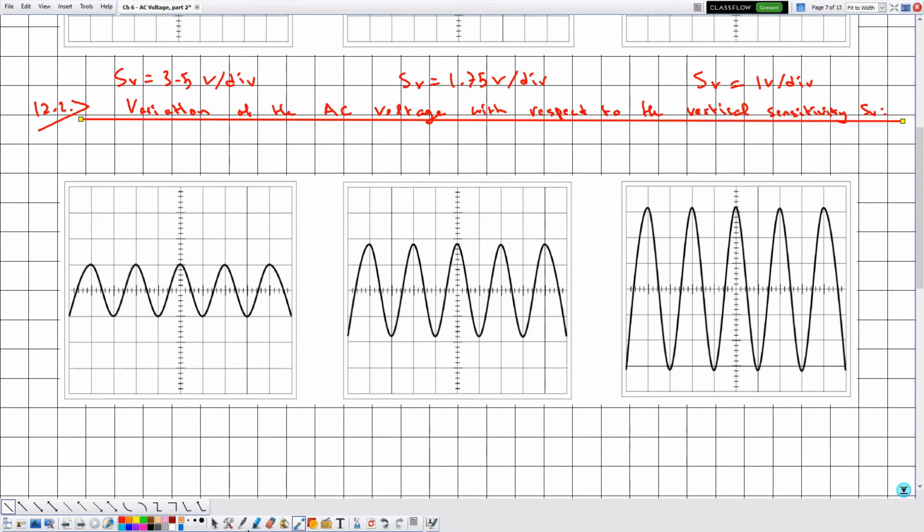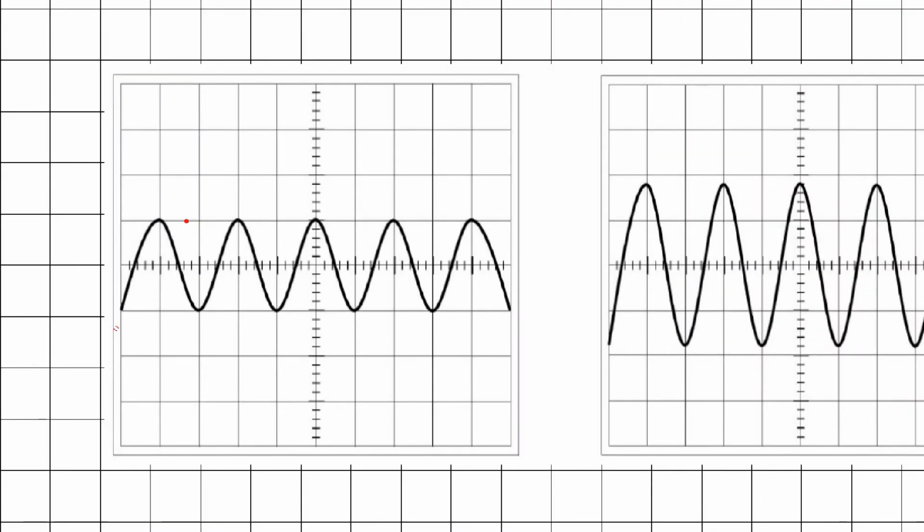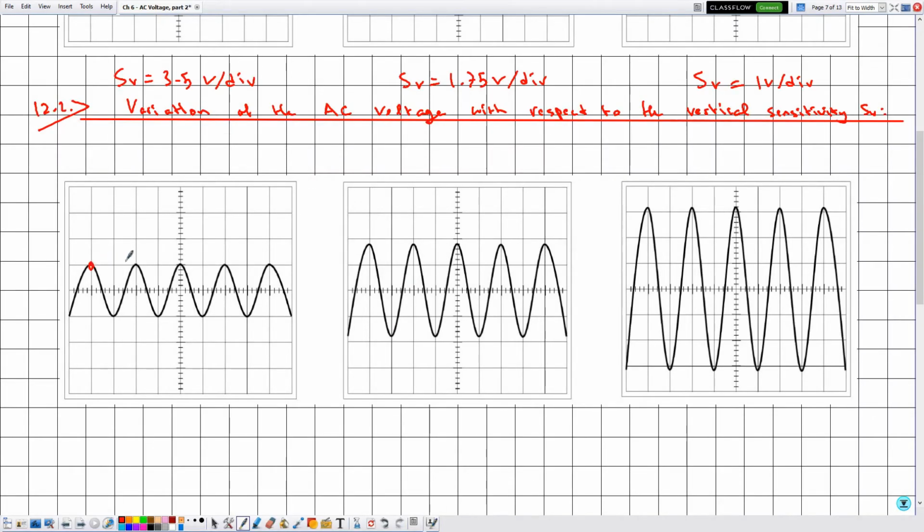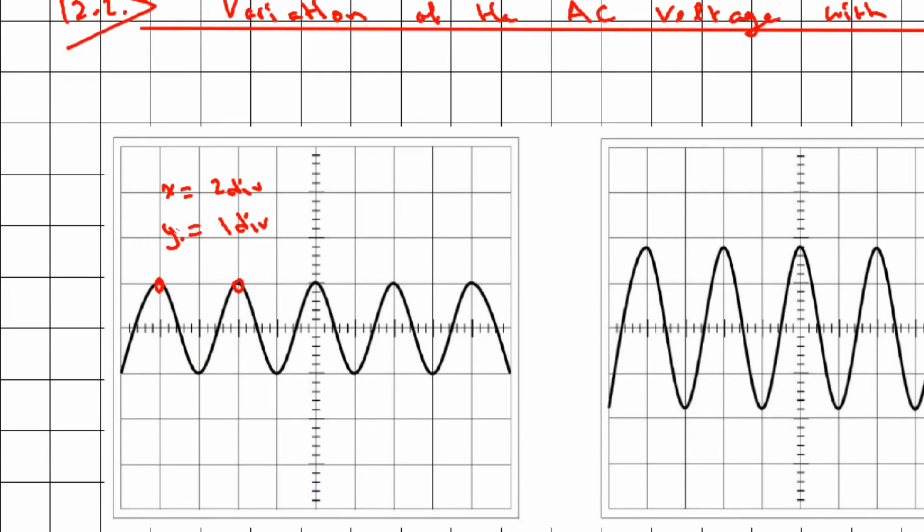And here, before I write the result, let me approach this problem in the following way. So here we have 3 documents. In this case, let me write the values of x and y. Here the value of x is given by 2 divisions, and the value of y is given by 1 division, because x represents the number of divisions between 2 consecutive peaks, while y represents the number of divisions from the center to the maximum.